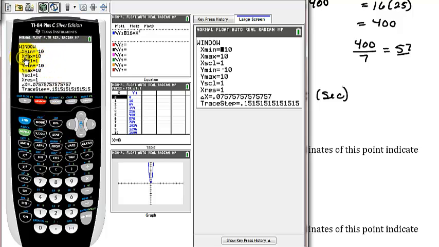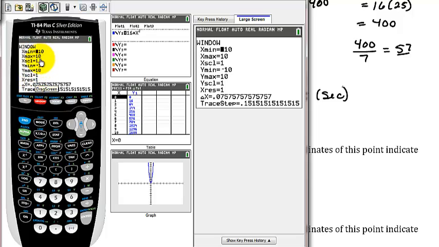So right now, this x min is the smallest x value that shows up in your window. X max is the largest x. X scale is what spacing you want to have between tick marks. Y min is the smallest y value. Y max is the largest y value. Y scale is y scale, so how many numbers do you want between tick marks? And then this x res you can just leave at 1 all the time.